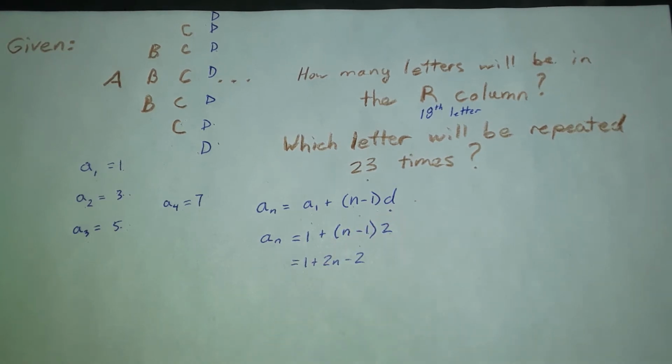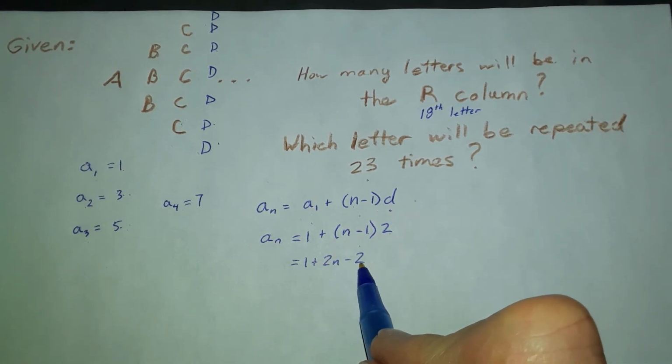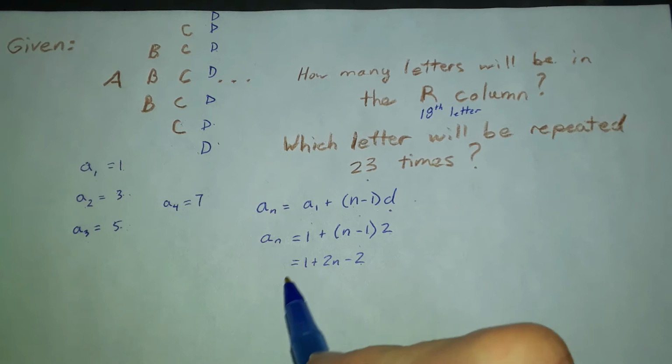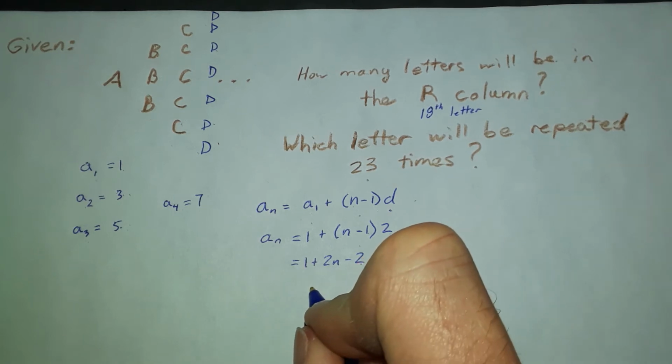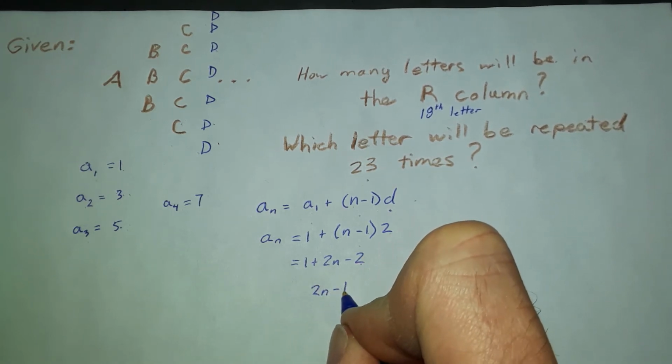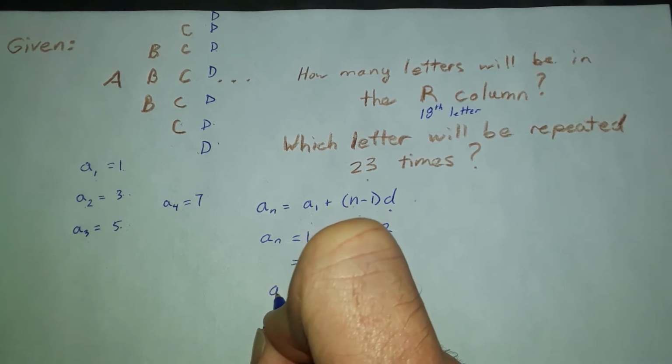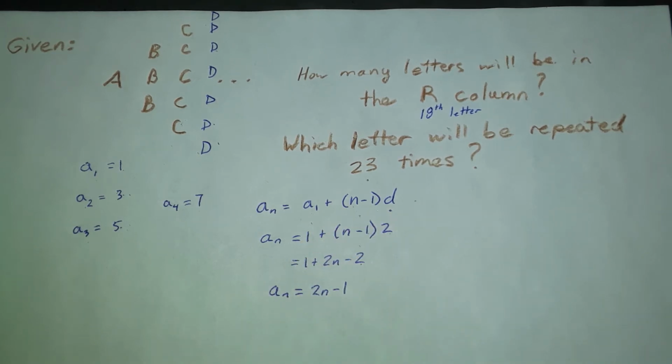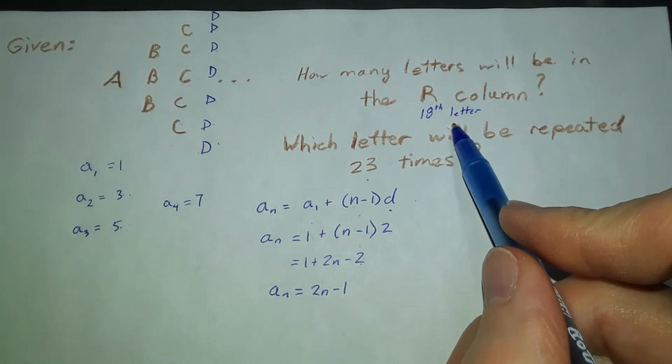So I have this, and then I need to simplify. I have this integer value, this integer that can be combined. So I have 2n minus 1 is going to be the nth term. So right now let's solve this first question.